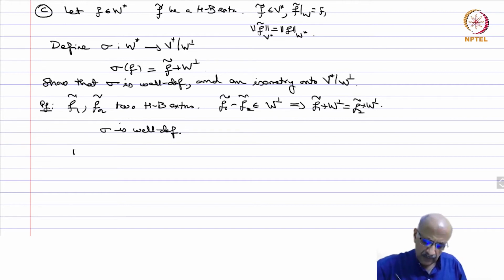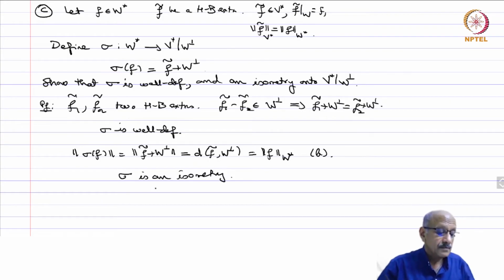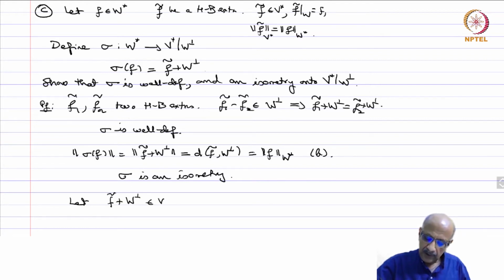Okay. Now what is the norm of sigma f? This is the norm of f tilde plus W perp, and we saw this is nothing but the distance of f tilde from W perp, and this is equal to the norm of f in W star. This is exercise B. Therefore sigma is an isometry. Finally, we have to check that it is surjective. Okay. So let f tilde plus W perp belong to V star by W perp.